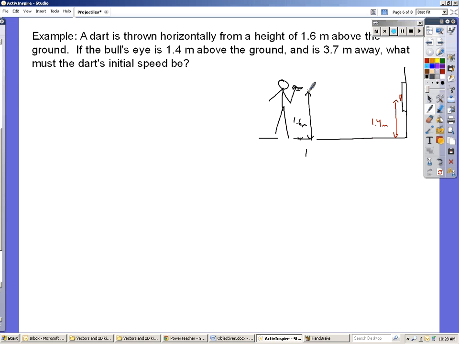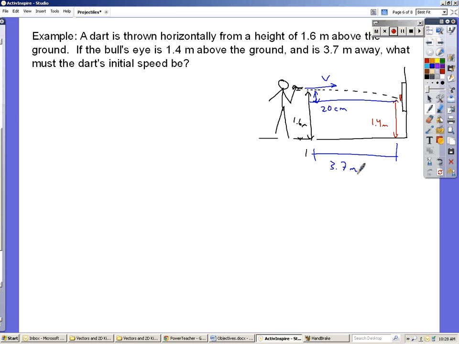And the path the dart takes will be parabolic. It will curve downwards slightly after it's thrown. What we want to know is the initial speed of the dart. Now the idea here is that if the dart's thrown too slowly, well, it takes a certain amount of time to fall through these 20 centimeters. And it needs to be going at exactly the right speed that when it's fallen 20 centimeters, it's moved 3.7 meters horizontally.